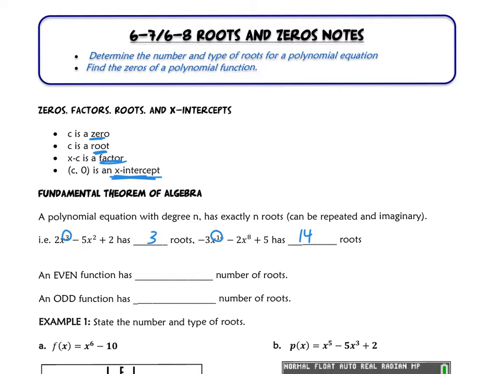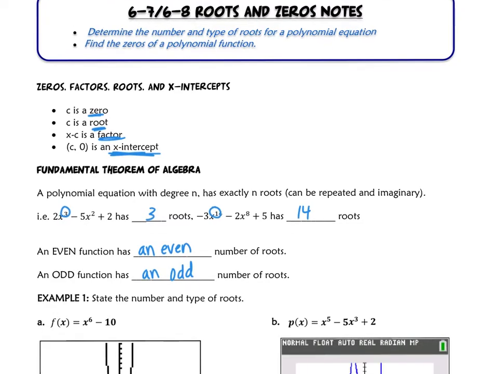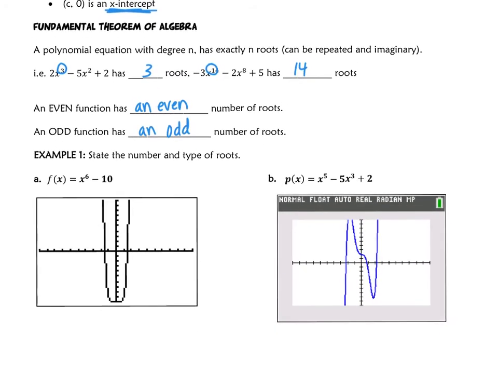So logically, an even degree function has an even number of roots, and an odd degree function is going to have an odd number of roots. Before we go any further, we're going to look at this theorem in practice.